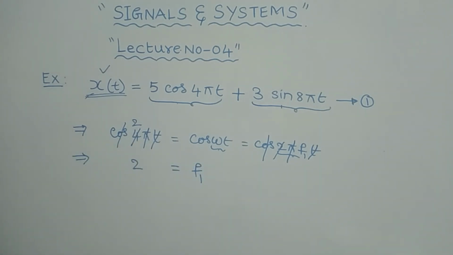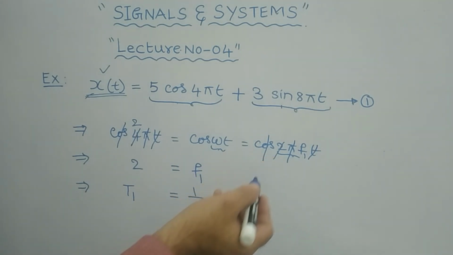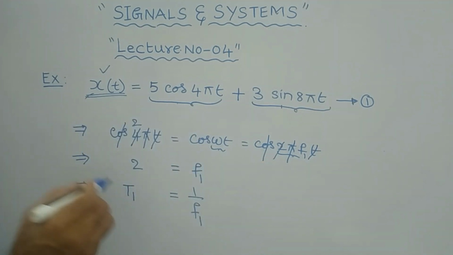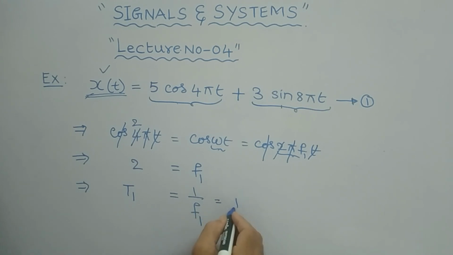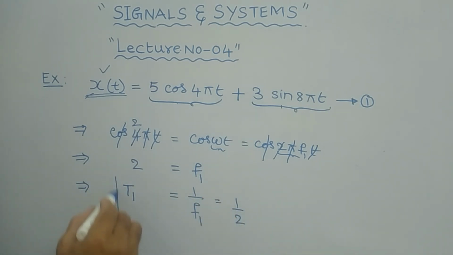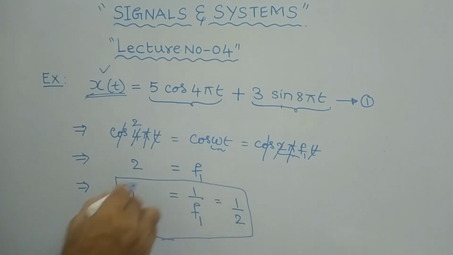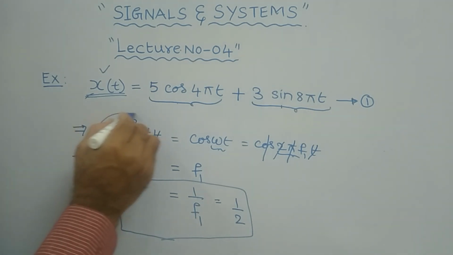Clear? So f1 is equal to 2 only, and from this, as you have f1 here, you can write the time period as t1, because t1 is equal to 1 by f1. As we have considered the frequency as f1, if you take the inverse of that, it is the time period, and you can call it t1. This is nothing but 1 by 2. Clear? This is what your t1. T1 is nothing but the time period of this particular portion.